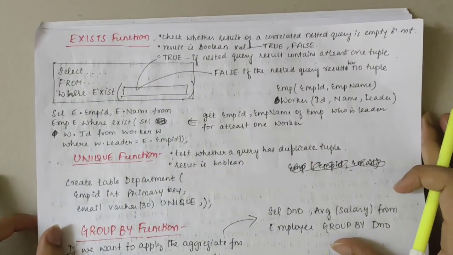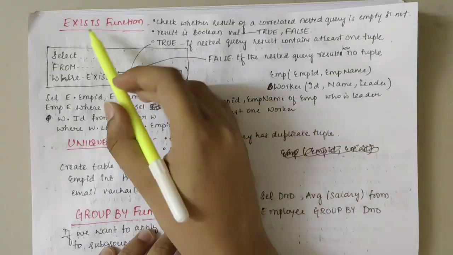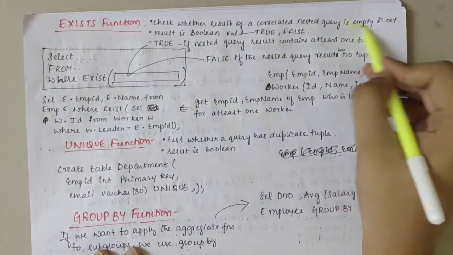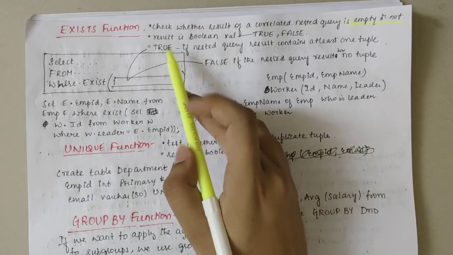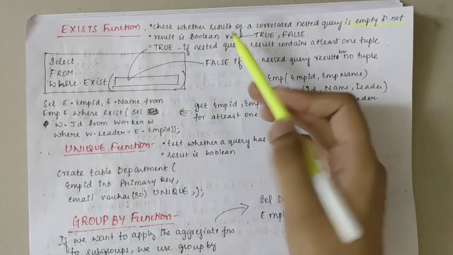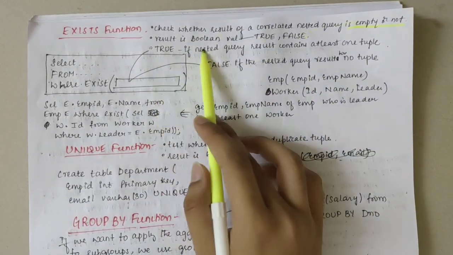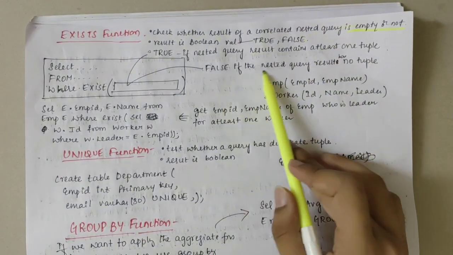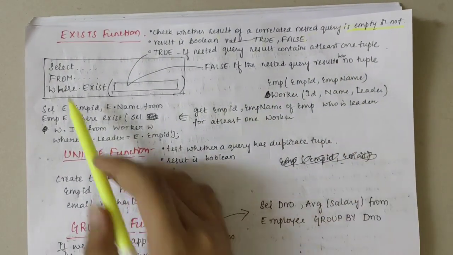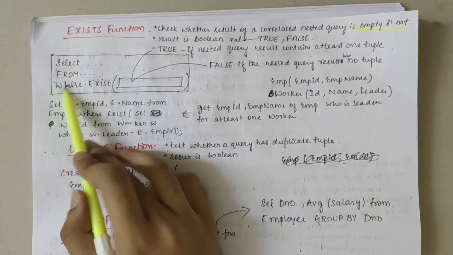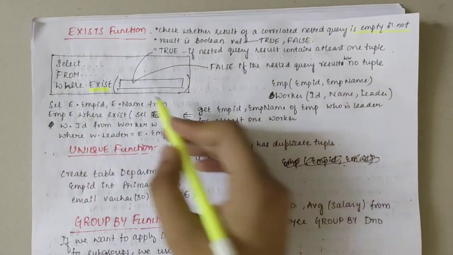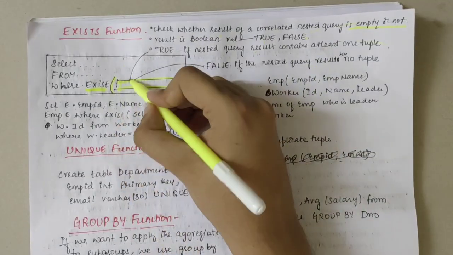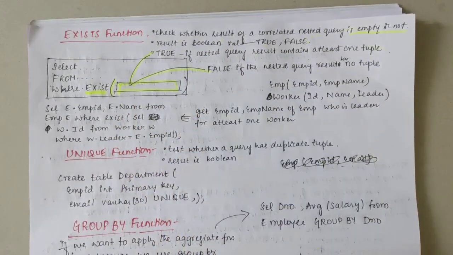We'll look into the EXISTS function here. The EXISTS function checks whether the result of a correlated nested query is empty or not. The result is a Boolean value. It could be either true or false. It is true if the nested query result contains at least one tuple. It is false if the nested query result has no tuples. So you write a select statement from where, and after where you specify EXISTS. If this has at least one tuple, then it holds true. If not, it holds false.